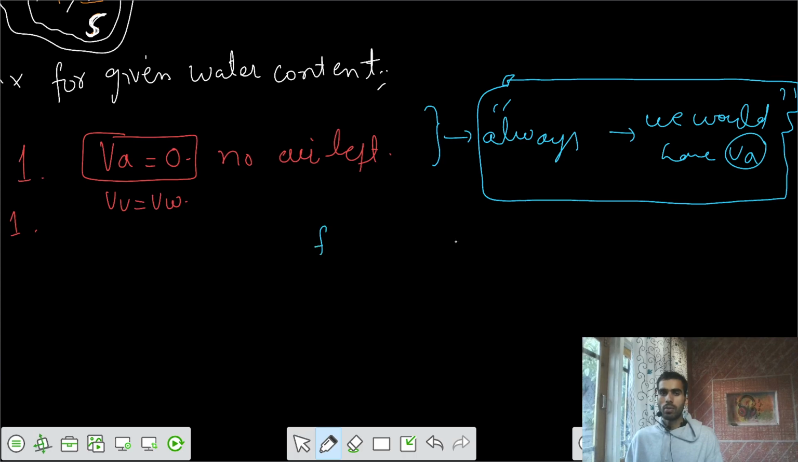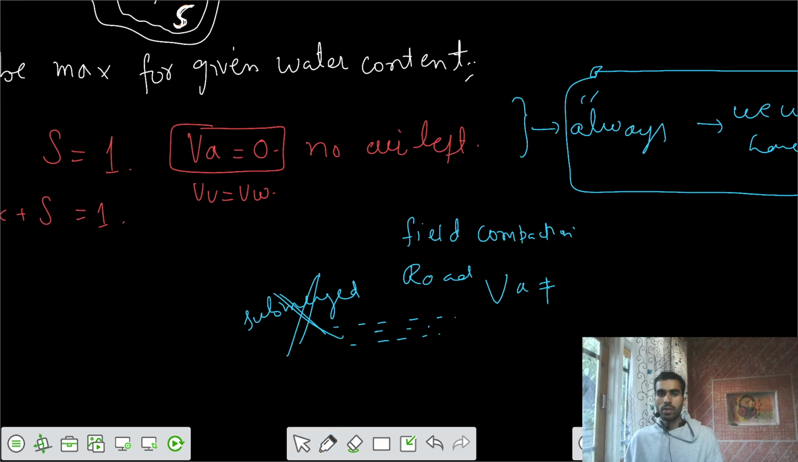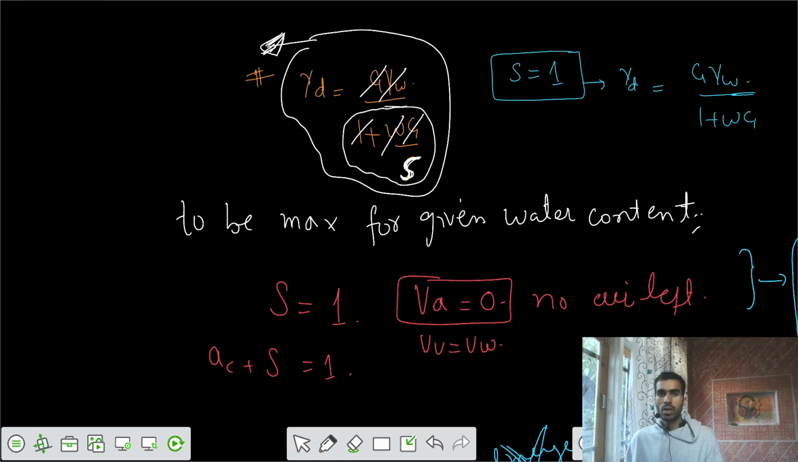Let's take the example of field compaction. You are doing compaction in the field, let's say road construction. At that time there is no possibility that we are flooding or making the soil submerged, the sand or soil for your subgrade when you compact it. So there is less possibility that the volume of air equals 0. There would definitely be some air. That means your 100% gamma D max is not always achieved.